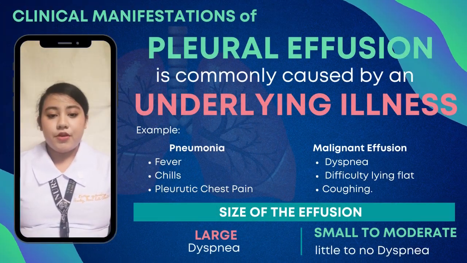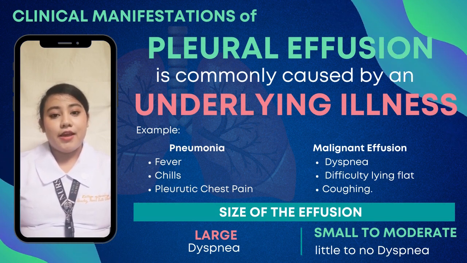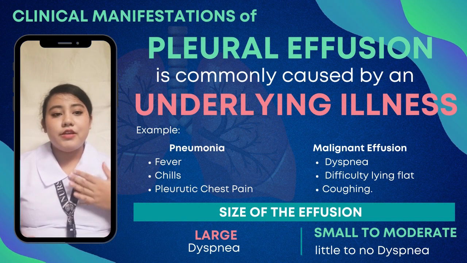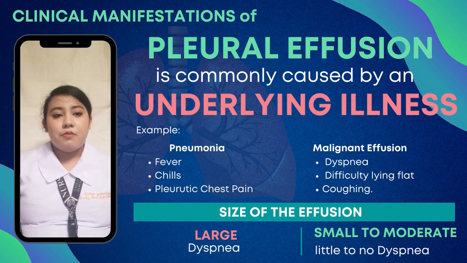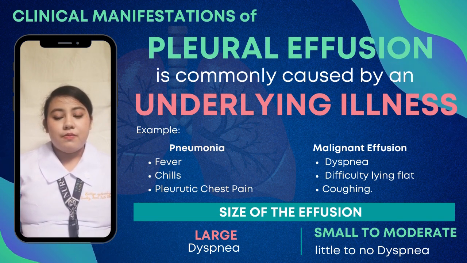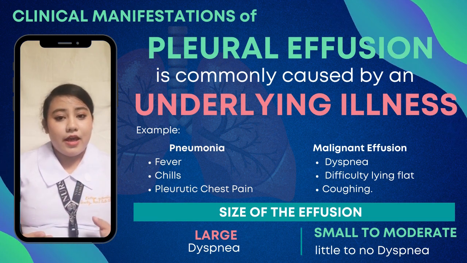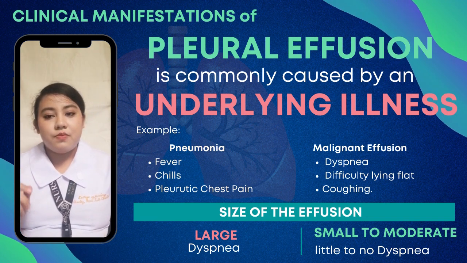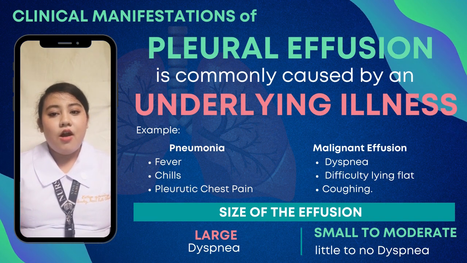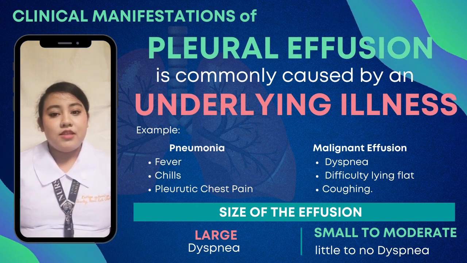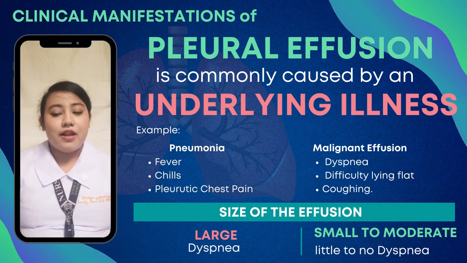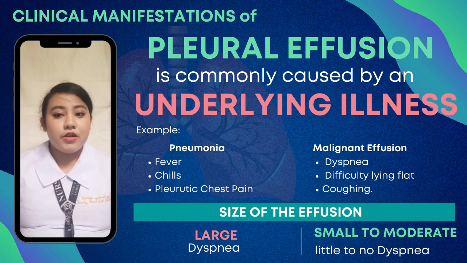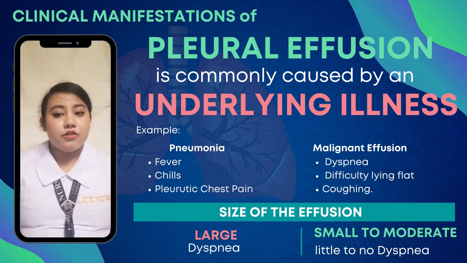Clinical manifestations of pleural effusion are commonly caused by the underlying illness. For example, in cases of pneumonia, the patient can experience fever, chills, or pleuritic chest pain. But in a patient with malignancy, the patient can experience dyspnea, difficulty lying flat, or coughing. The size of the effusion, the speed at which it forms, and the underlying lung illness all influence the severity of the symptoms. Dyspnea, or shortness of breath, can be caused by a large pleural effusion. A pleural effusion that is small to moderate can cause little or no dyspnea.